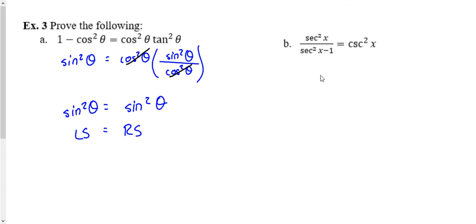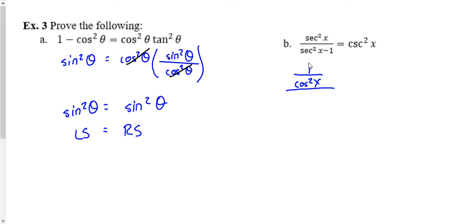In example B here, let's see what we have. So example B, we have secants and cosecants here. So the first thing I want to do, again, just write everything in terms of sine, cos, or tangent. Well, no tangent, but sine or cos really. So secant I can rewrite as 1 over cos squared x. And all of that's divided by secant squared x minus 1.